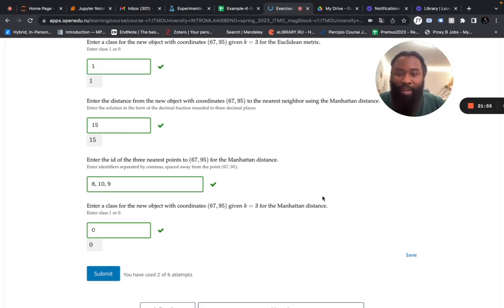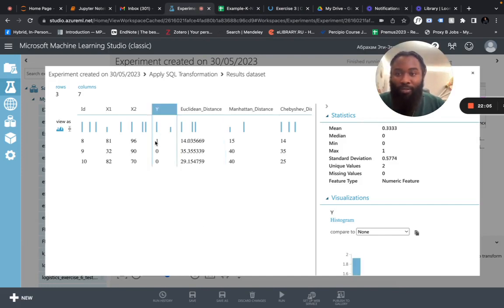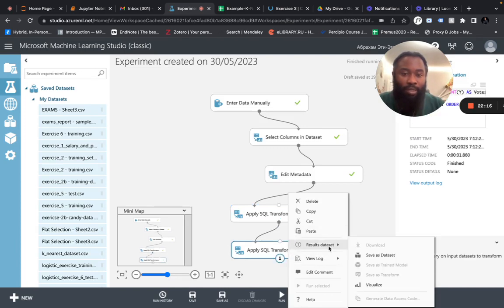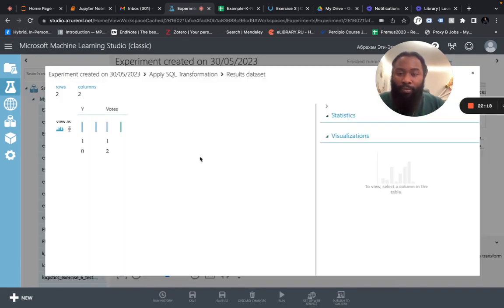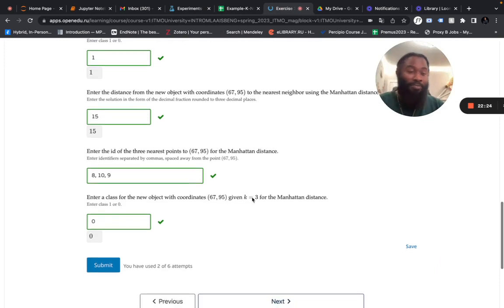And based on the Manhattan distance and k equals 3, what is the class of the object? So we can also look at that and judge for ourselves. y is equal to 1 just appeared once and 0 twice. So we will classify this as 0. But just to be sure, you can also look at the results set from our query. And you would see we have 2 votes for 0 and 1 vote for 1, which gets us to the answer of 0. That is all.